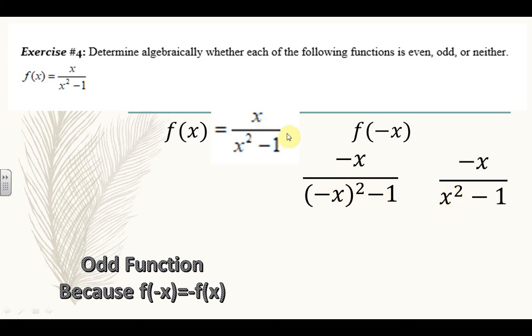And if you think about it, now we have this fraction, which looks the same as this fraction, but there's a negative. So they're the opposite of one another because they have opposite signs. So it is an odd function.